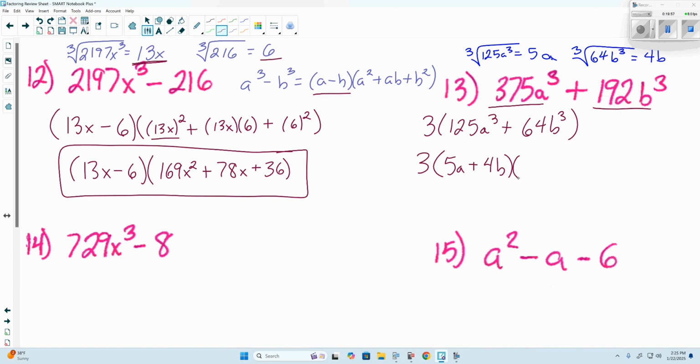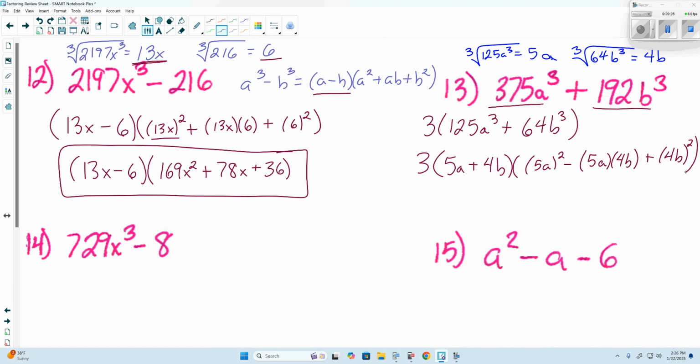A squared would be our 5a squared, minus a times b would be 5a times 4b, plus our b squared, which would be our 4b squared. Questions on this here? Where you can see what's taking the place of a and b on this.